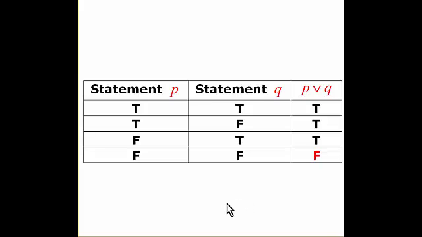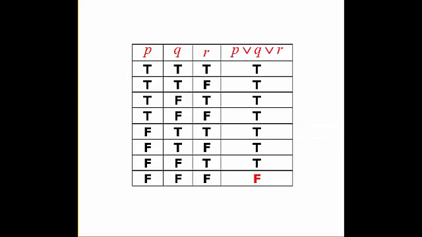OR is very generous about being true. And here with three statements we see that even more emphatically. Now there are 8 combinations, and only one of those instances gets the false, namely when there's no truth at all, when P, Q, and R are all false. So here clearly we see that OR is very generous about being true.